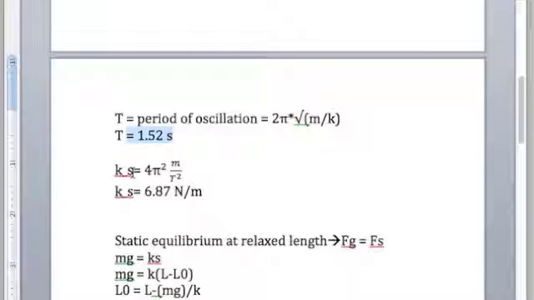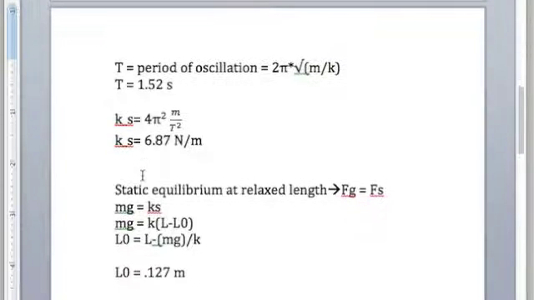We can then use this to calculate the spring stiffness since we know that k is equal to 4 pi squared times m over T squared. After calculating this, we can find that the spring stiffness is 6.87 newtons per meter.